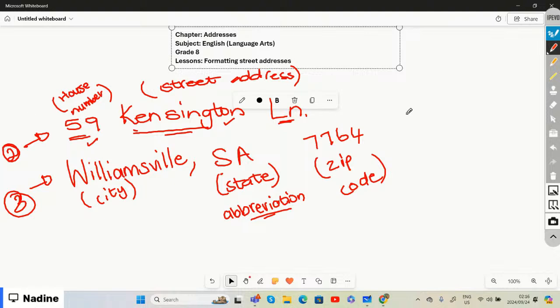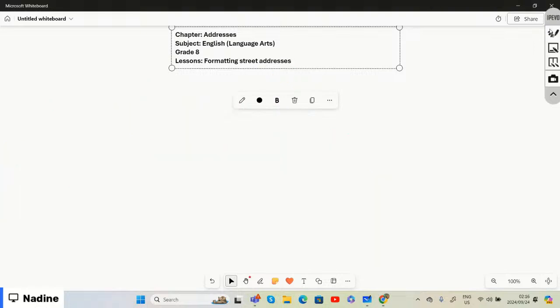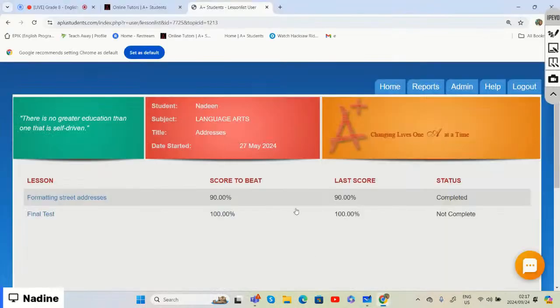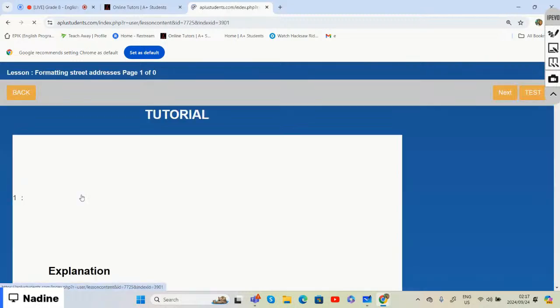All right, so now we're going to aplusstudents.ca and we are going to continue by looking at more examples and errors, or how we can fix errors when it comes to addresses. So now we're going to A Plus Students and we're going to format street addresses.